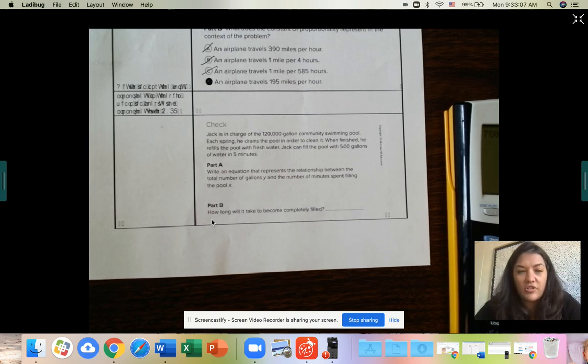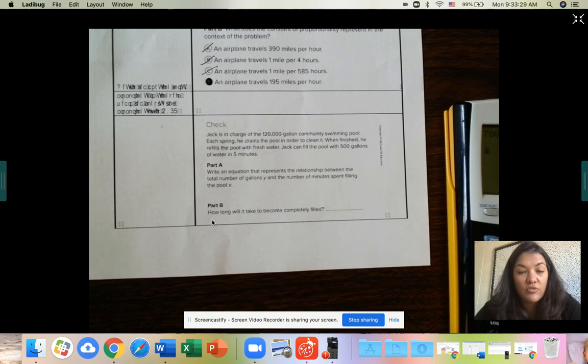Jack is in charge of the 120,000 gallon community swimming pool. Each spring, he drains the pool in order to clean it. When finished, he refills the pool with fresh water. Jack can fill the pool with 500 gallons of water in 5 minutes.